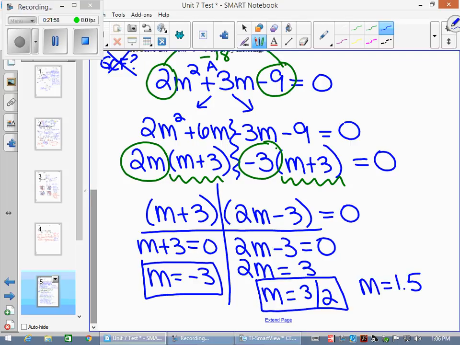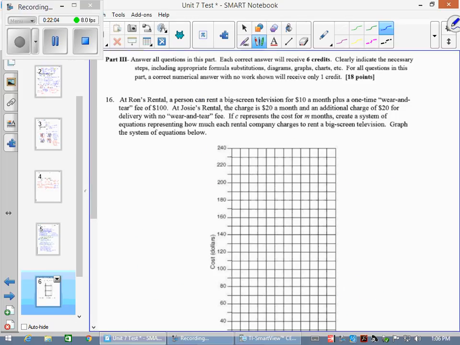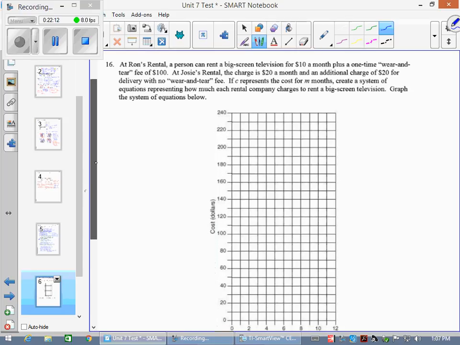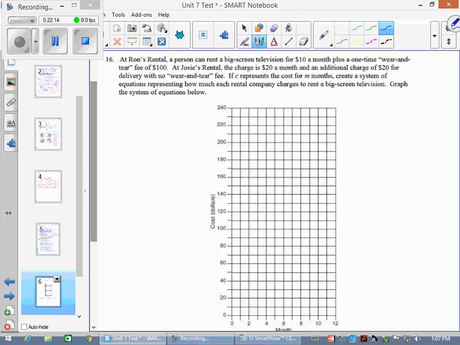Question 16. From here on out, these questions were worth a little bit more. They're worth 6 points. So question 16 says, at Ron's Rental, a person can rent a big screen television for $10 a month plus a one-time wear and tear fee of $100. So that's the information they give me about Ron's Rental. At Josie's Rental, they charge $20 a month and an additional charge of $20 with a no wear and tear fee.